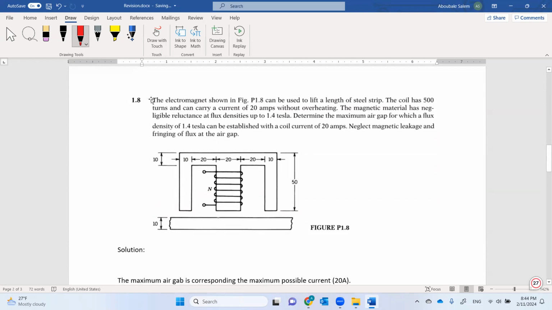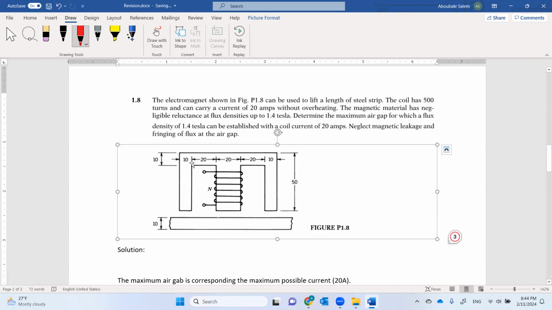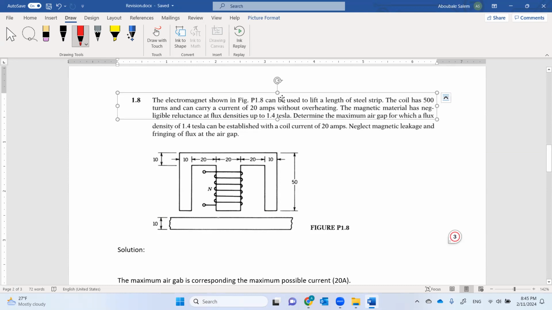Problem number 8, for instance, in the sheet. So we have here, guys, electromagnetic circuits. It's like you have here a certain core with a coil, and we need to attract this bar to that coil. So let's read the problem together.